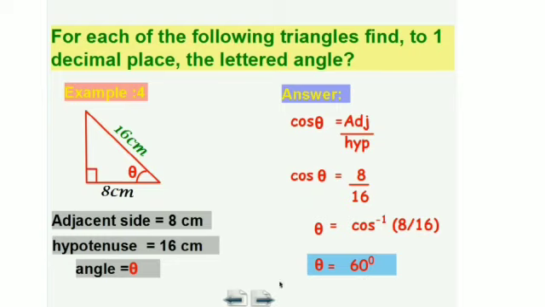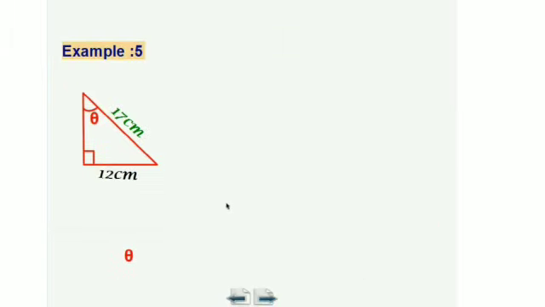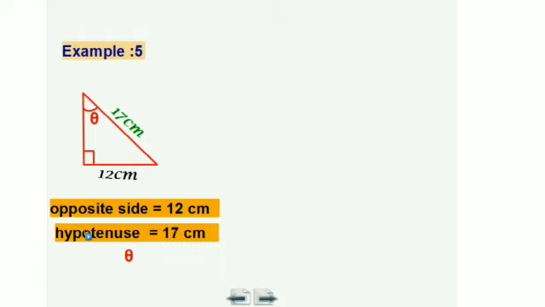Now check one more example. Example 5. Look here, compared to this theta, this is the opposite side and this is the hypotenuse. We should find this angle theta. How will we find this angle? We know the opposite side is 12 centimeter and the hypotenuse is 17 centimeter, and the angle is theta. Now which trigonometric formula will we use? Opposite side and hypotenuse, we should use sine theta.